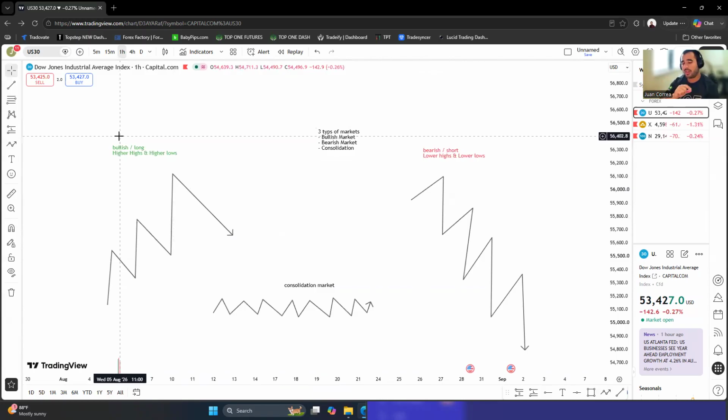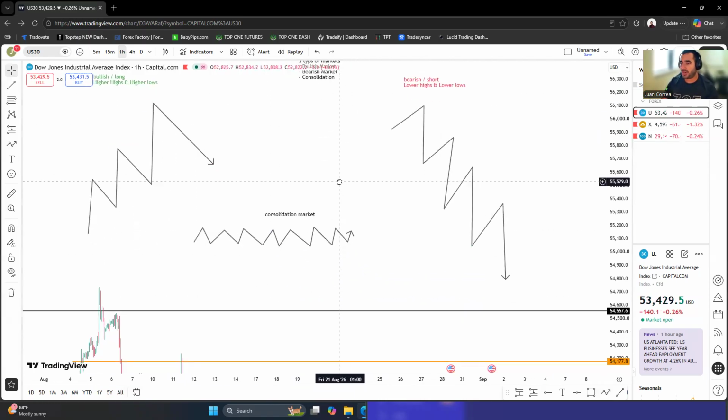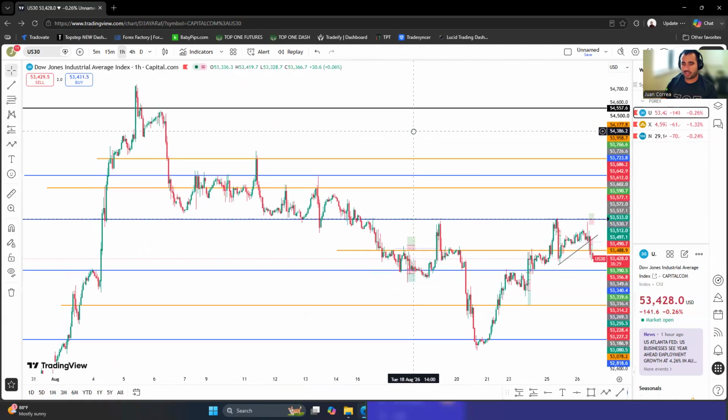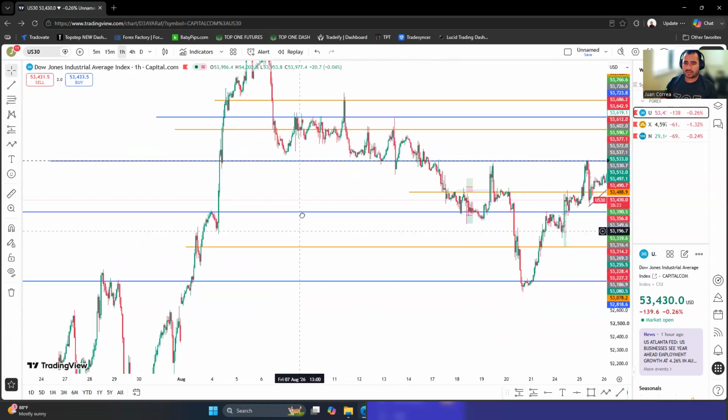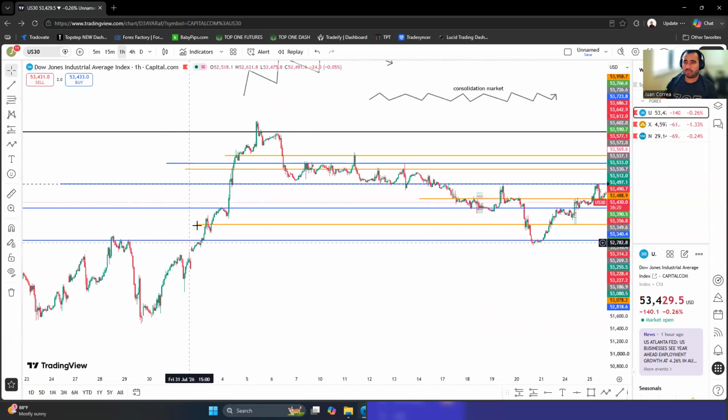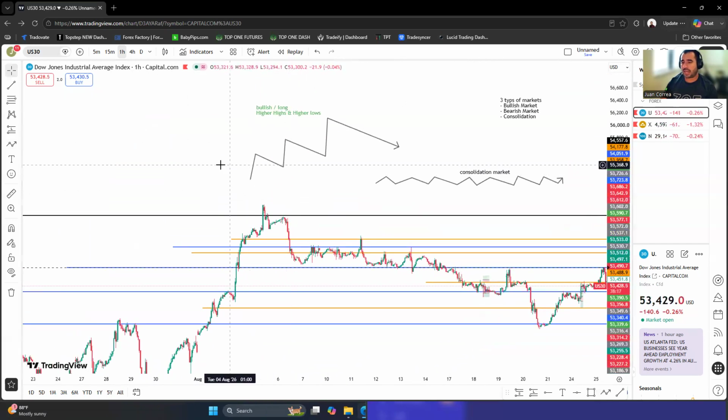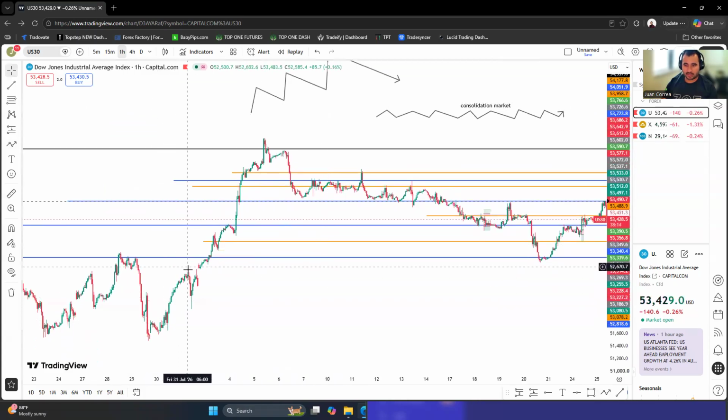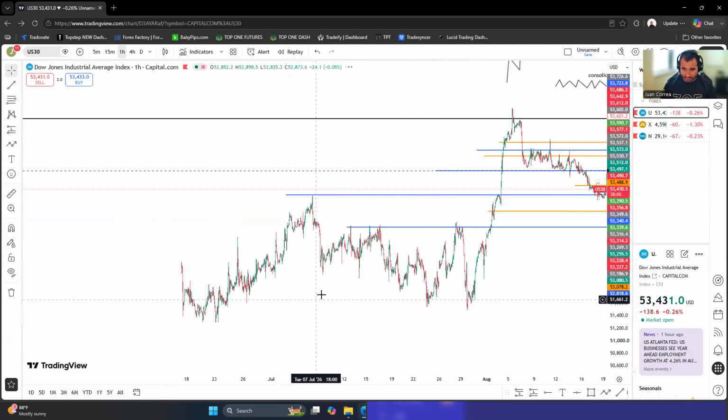So bullish or long, you're creating higher highs and higher lows. For the bearish scenario, you can say bearish, short, it's lower highs, lower lows, lower highs, lower lows. And then consolidation is basically just, let me try to find a scenario of consolidation. So basically this can be consolidation. And then this right here is a bullish market. Now, it's not going to be perfect like how I drew it. It can be like this. As long as you're creating higher highs, higher lows, higher highs, higher lows.